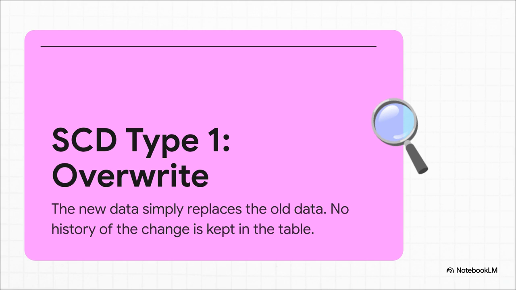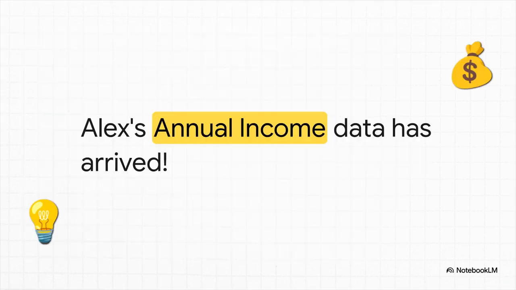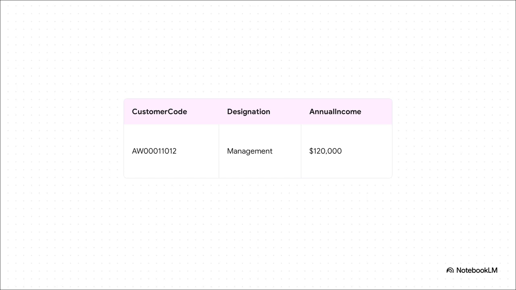Let's see what this looks like with our friend Alex's record. And here we go, our first change event. The system has just gotten an update. We finally know Alex's annual income. Using a type 1 approach, the change is incredibly straightforward. The null value that was in the annual income column is simply replaced with $120,000. Now, this is perfect for correcting errors or filling in missing data where the history just doesn't matter.